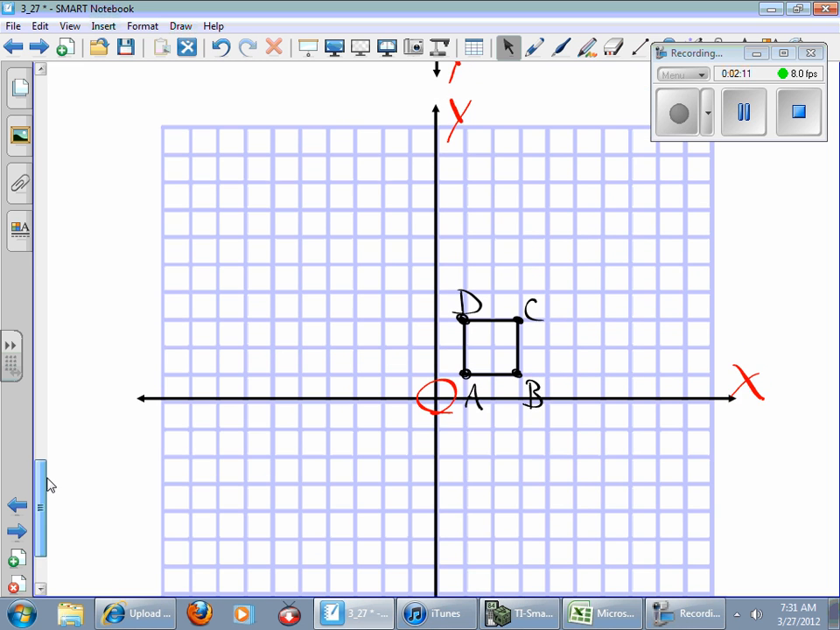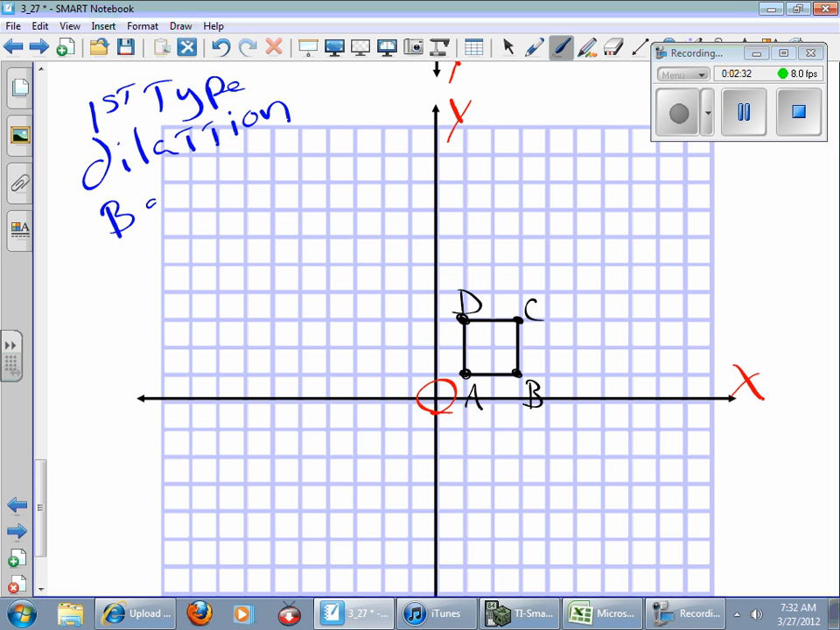All right, so now we have to talk about dilations, and we know 2 types of dilations. The first type of dilation was with a point at the center. Like, for example, I'm going to make B the center. And I'm going to do a dilation with a scale factor of 3. Sorry, I shouldn't say dilation of 3, I should say scale factor of 3.